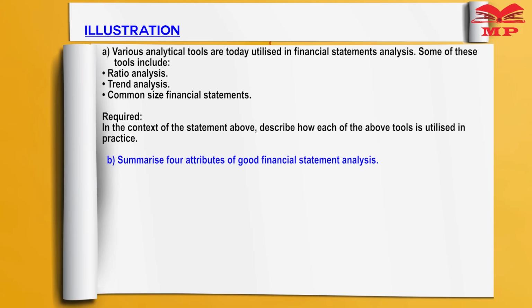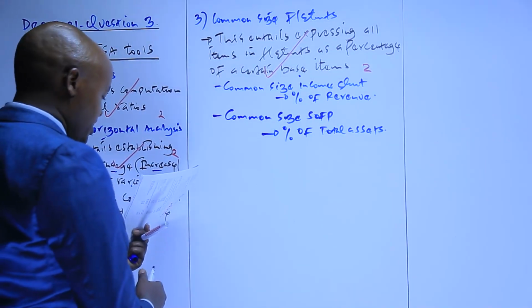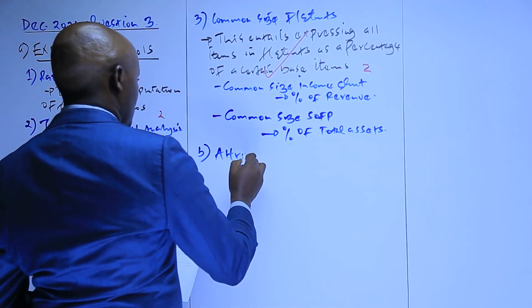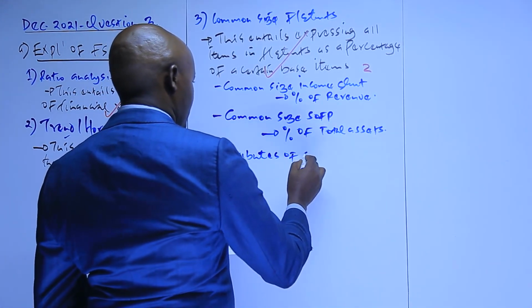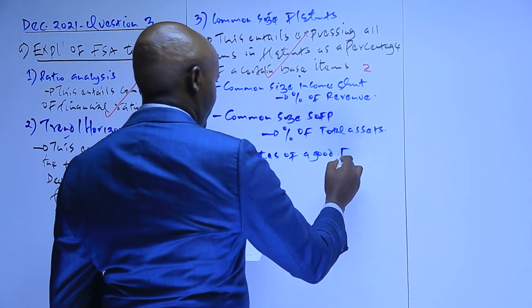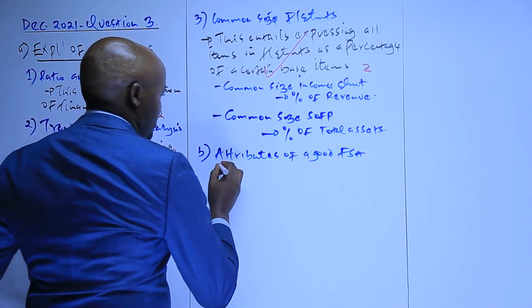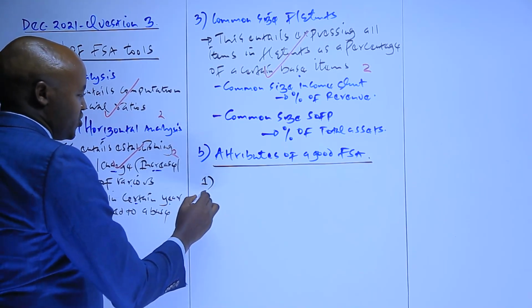And it reads, summarize 4 attributes of a good financial statement analysis. So the examiner here was asking about the attributes, or in other terms, the qualities of a good financial statement analysis. So let's explain those attributes. Attributes of a good financial statement analysis. So these are, in other terms, qualities of a good financial statement analysis. And I think in our previous session, we discussed on this.